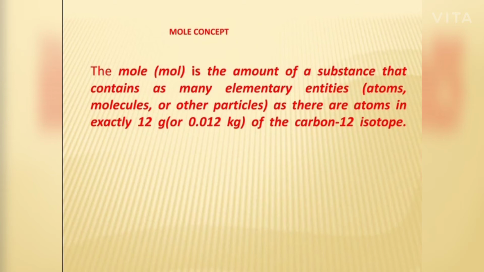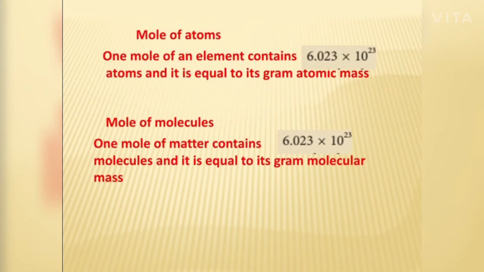Next term, mole. Mole is the amount of substance containing as many elementary entities, that is atoms, molecules or other particles, as there are atoms in exactly 12 gram of the carbon-12 isotope. Mole of atom: 1 mole of an atom contains 6.023 × 10^23 atoms, and it is equal to its gram atomic mass. Mole of molecule: 1 mole of matter contains 6.023 × 10^23 molecules, and it is equal to its gram molecular mass.